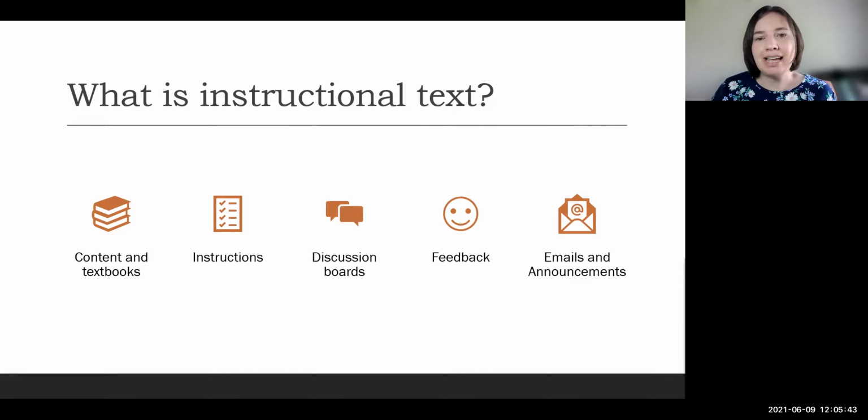So we think of primary content or worksheets or textbooks, but it's also very important to write clear instructions, how you interact with students on discussion boards, how you give them feedback, and then simply emails and announcements. We can follow design principles to make our text most effective in all these situations.